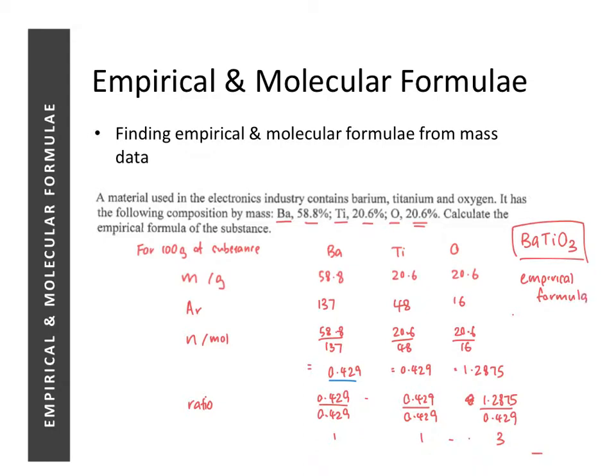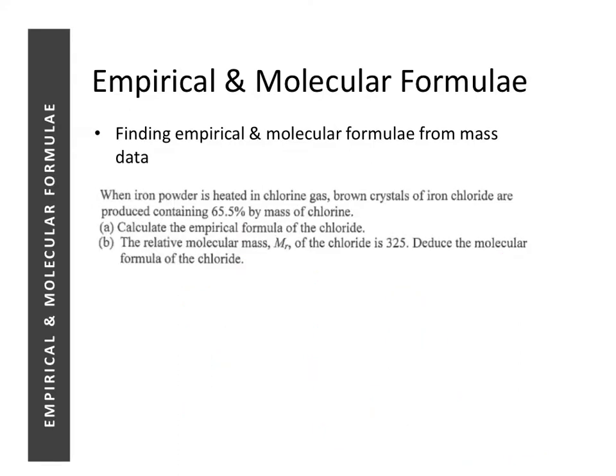Okay, up till now we have seen examples of how we can get the empirical formula from experimental mass data. We have yet to see how we can find the molecular formula, which we will see in the next example. In this example, we're given the mass data of a compound which is some iron chloride, and we're supposed to find the empirical and molecular formula for the compound.